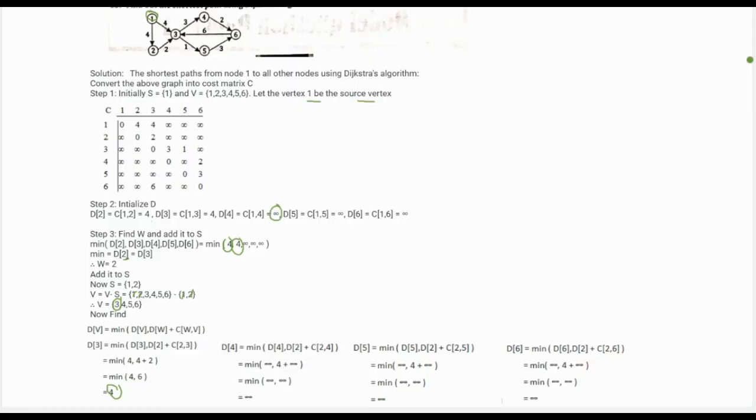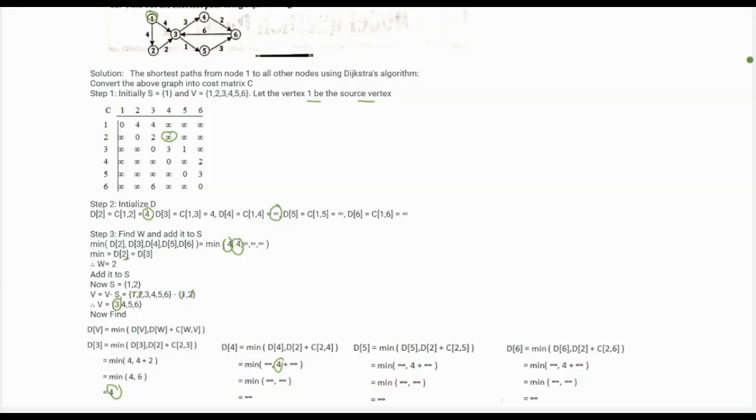We'll write that infinity. Then D2, what have we got? D2 is 4. We are writing that 4 value. Then C of 2 comma 4 is infinity. So what is the minimum? The minimum here is infinity itself.